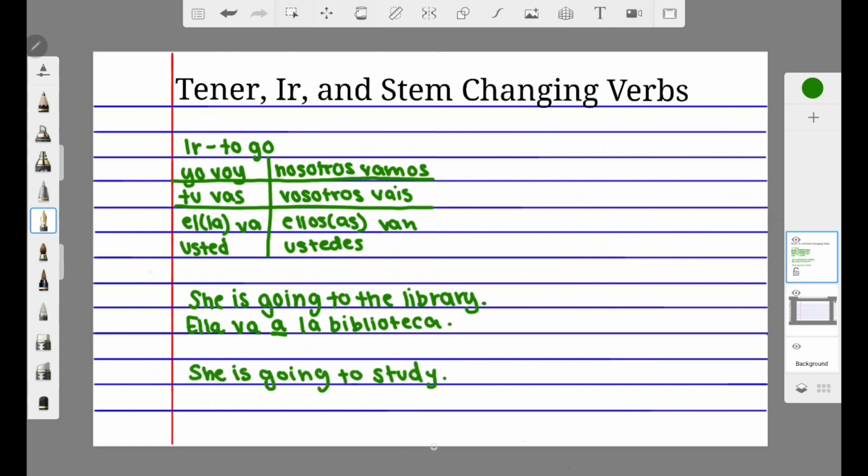Alright, now let's try to conjugate it with another verb. She is going to study. So ella, still the same thing, va a. However, we can see the "to study" part. This one means that we're not going to conjugate it. So, ella va a estudiar.